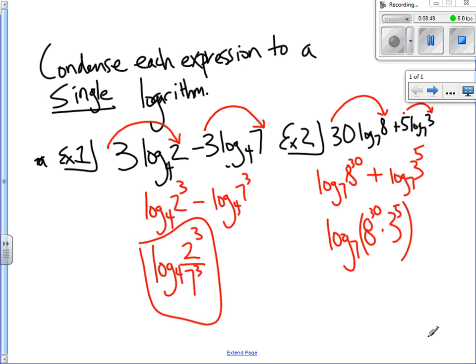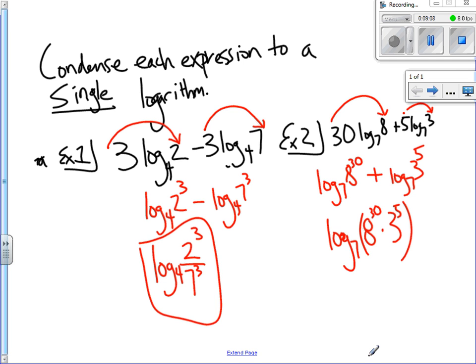And there you have it. We've written it as a single logarithm. And we are finished. There's really nothing more that we can do with that, nor would we want to, because 8 to the 30th is going to be a ridiculously big number. All right, we're done.